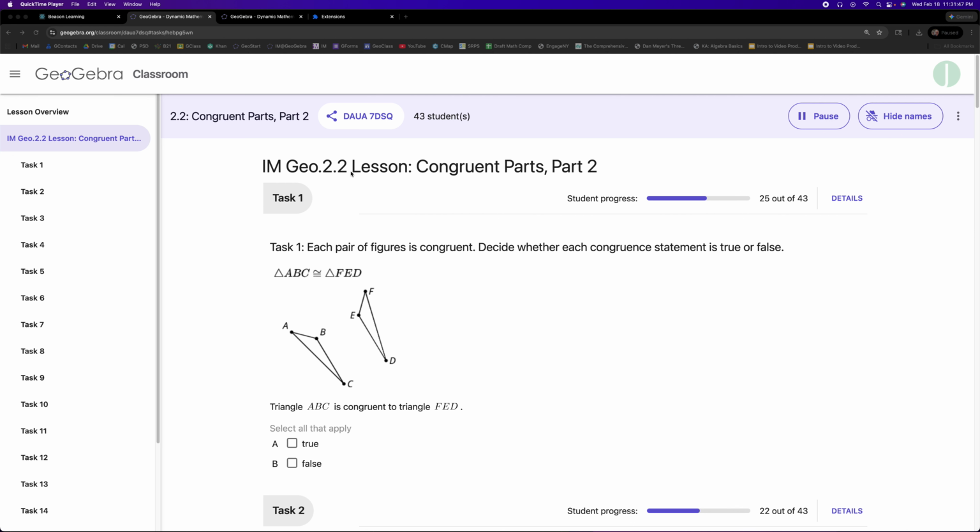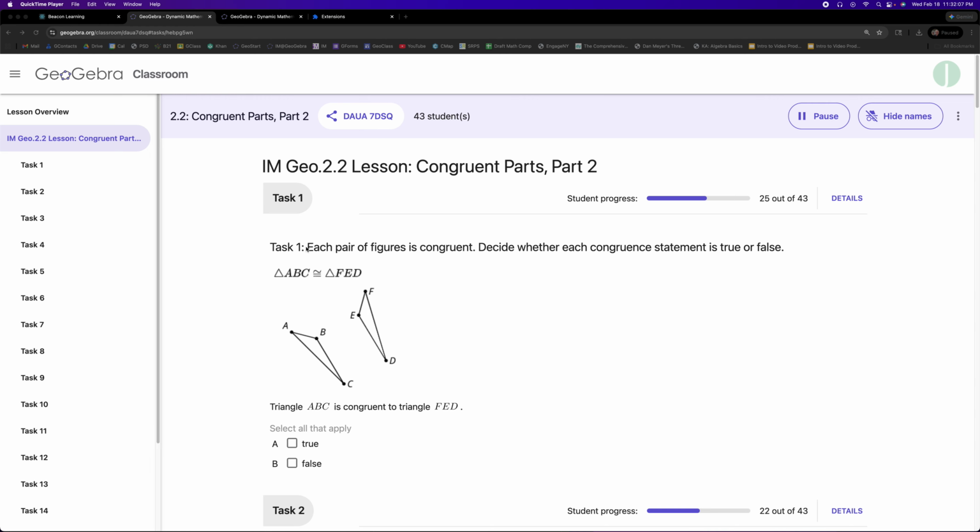To lesson 2, congruent parts, part 2, following up on part 1. Now we talked about corresponding parts, and those are the parts that match between two different shapes. So if I look at these two shapes, I can tell which parts are corresponding, which parts match.